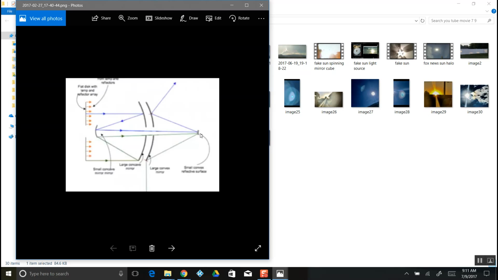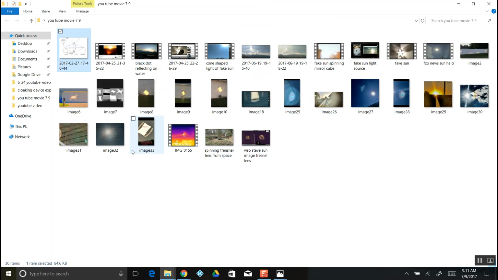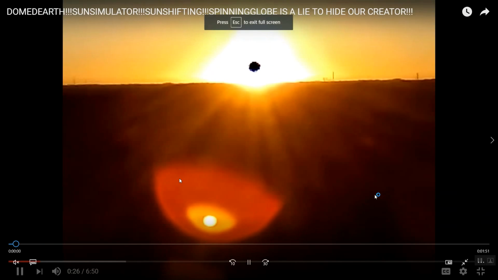And this is spinning through the sill, hoping that we don't see it. It does send a narrow cone of light that we see. This is the black dot. The black dot we see, like on this video.